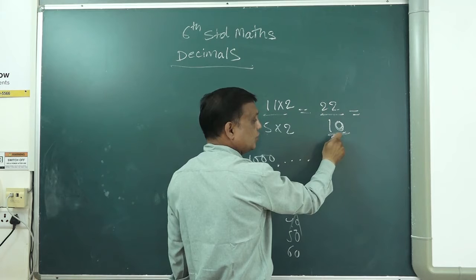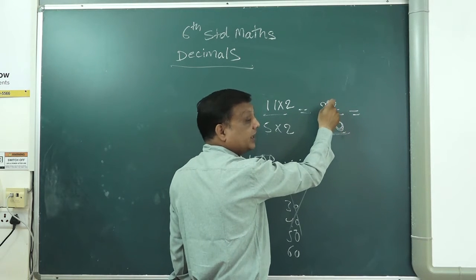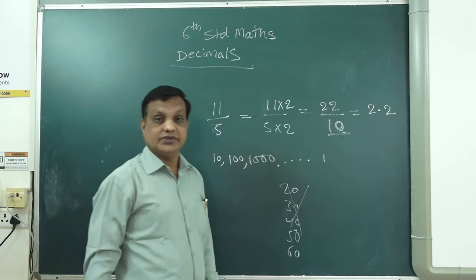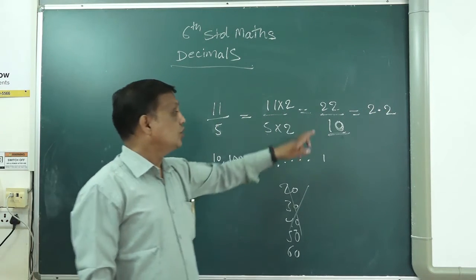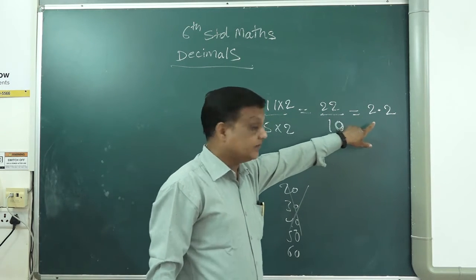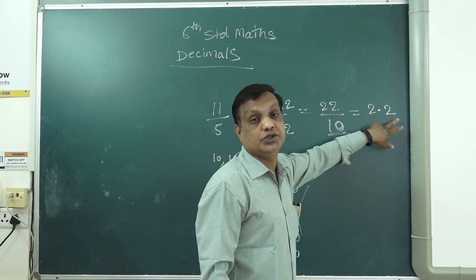Here is 10. So what you have to do? One digit before, you have to place a point in the numerator. So this became 2.2. Now 22 upon 10, when you want to write it in decimals, the fraction 22 upon 10, you have to write in a decimal. So this became 2.2.